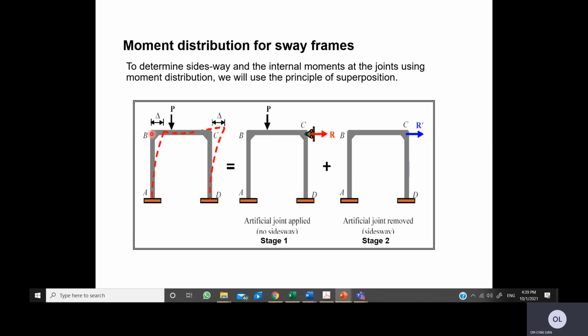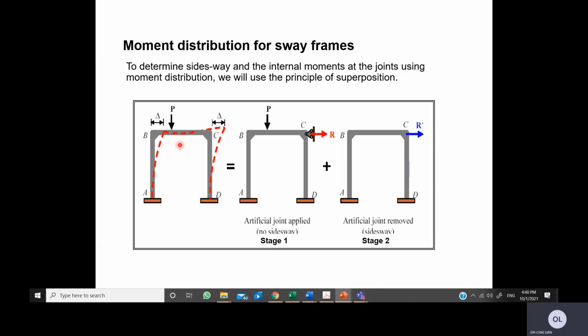This is a typical frame. When the frame is subjected to a loading which is not symmetric, it will cause the frame to sway. The dotted line in red color is the deflected shape of the frame. If you notice, there is a horizontal deflection for the frame.